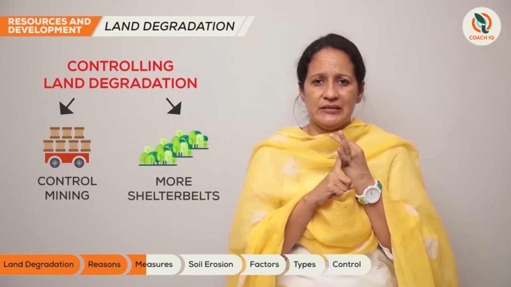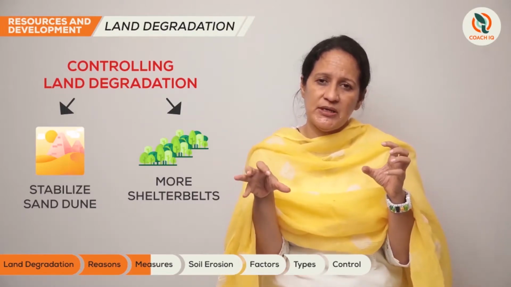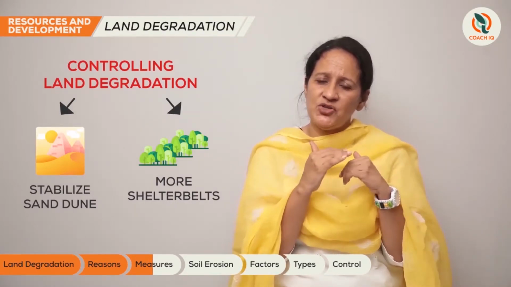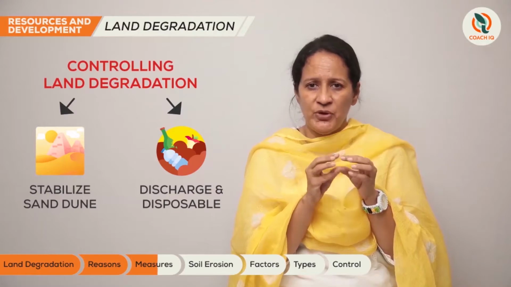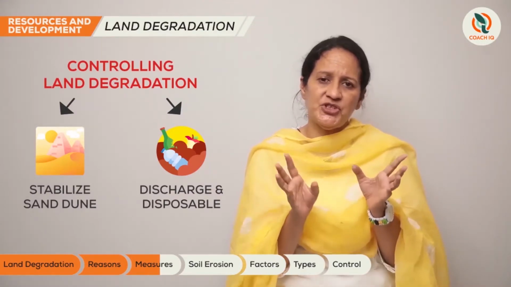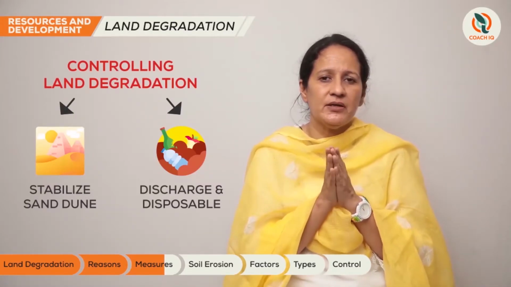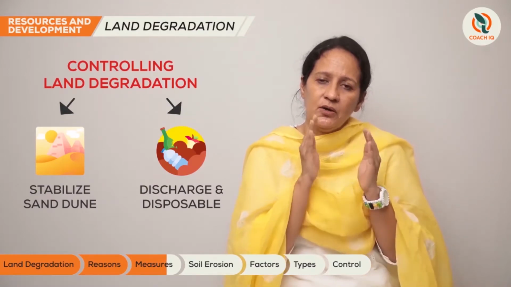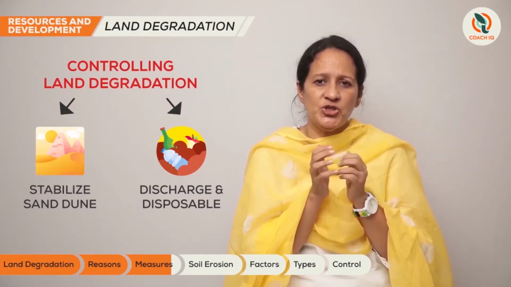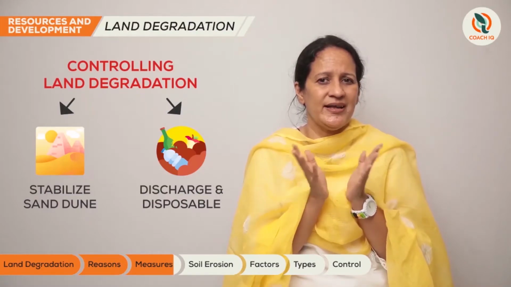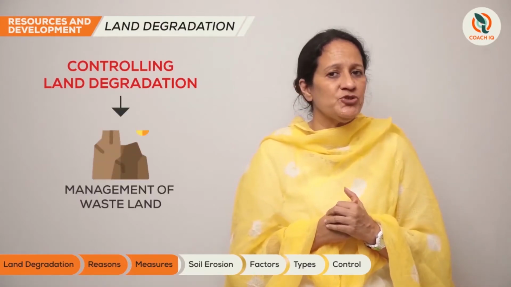Then have more shelter belts. Stabilize the sand dunes by growing more thorny bushes so that your land does not get degraded. Then whenever you discharge your industrial effluents, you have to discharge them, there's no two ways about it. But when you do this, do it after proper treatment. Don't discharge them directly. Go through the process of proper treatment, and this will surely lessen the water pollution, the soil pollution in your industrial areas, in suburban areas. One more thing that can be done is management of wastelands.